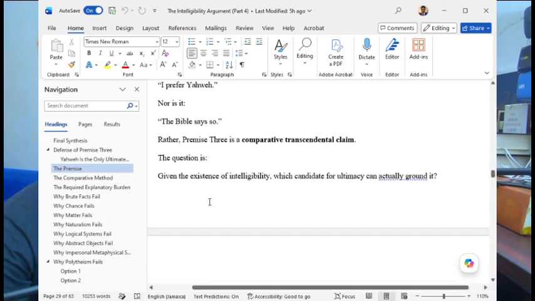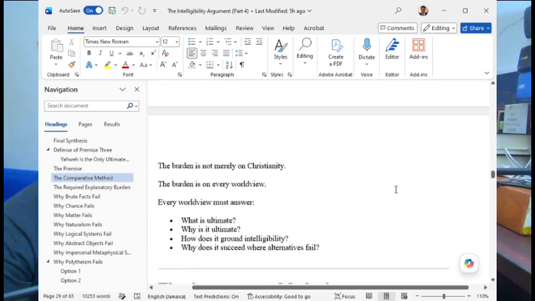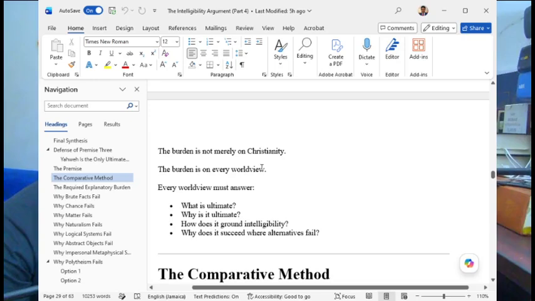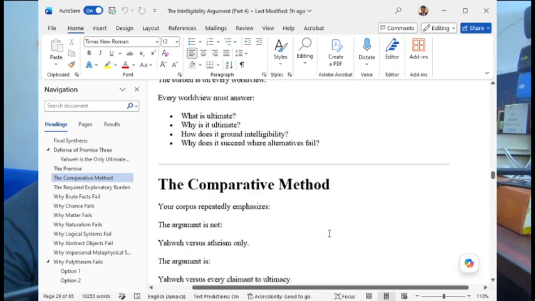The question is, given the existence of intelligibility, which candidate for ultimacy can actually ground it? The burden is not merely on Christianity. The burden is on every worldview. Every worldview must answer, what is ultimate? Why is it ultimate? How does it ground intelligibility? Why does it succeed where alternatives fail?